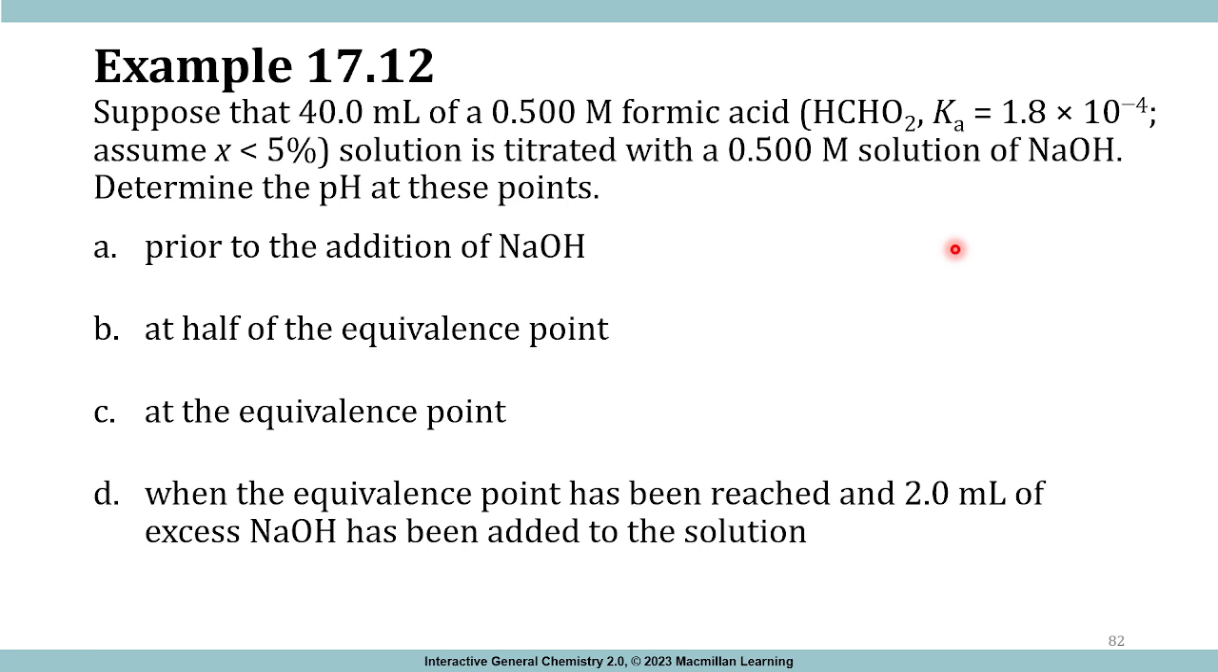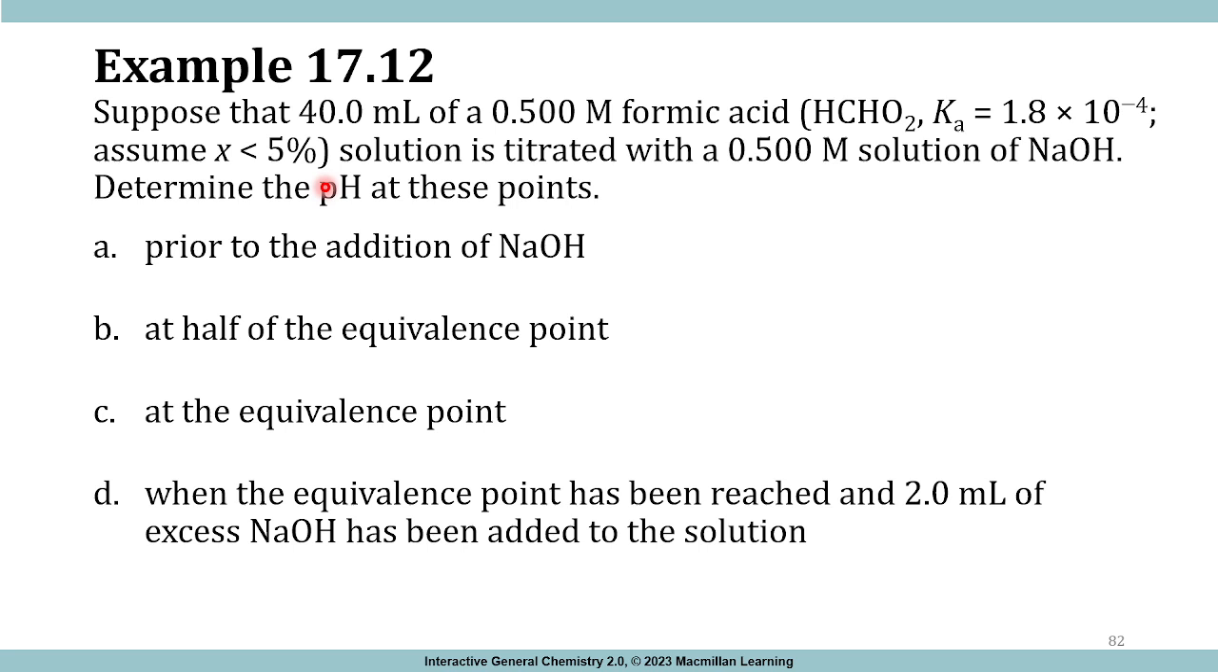So suppose that 40 milliliters of 0.5 molarity formic acid, this is the formic acid right here with its Ka, we're going to assume that the x is less than 5% in this case, is titrated with a 0.5 molarity solution of NaOH. Determine the pH at these points.